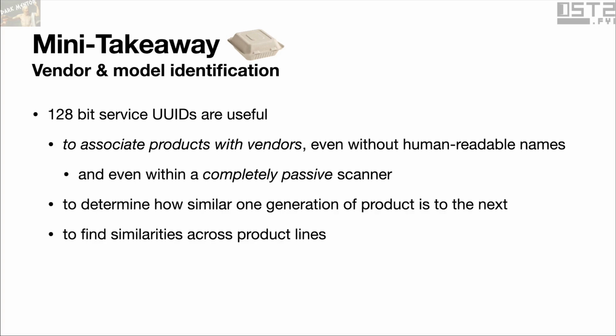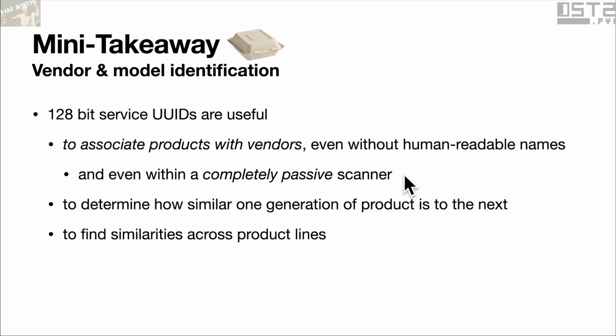So the mini takeaway from this is that 128-bit service UUIDs are useful for associating products with vendors, even if they don't have a human-readable name. So even if you don't see a device advertising as an Ace 2, you could still know that it could be an Ace 2 based on a 128-bit value that is advertised all the time and which is collectible even by a completely passive scanner that doesn't have to ask, hey, what is your name?